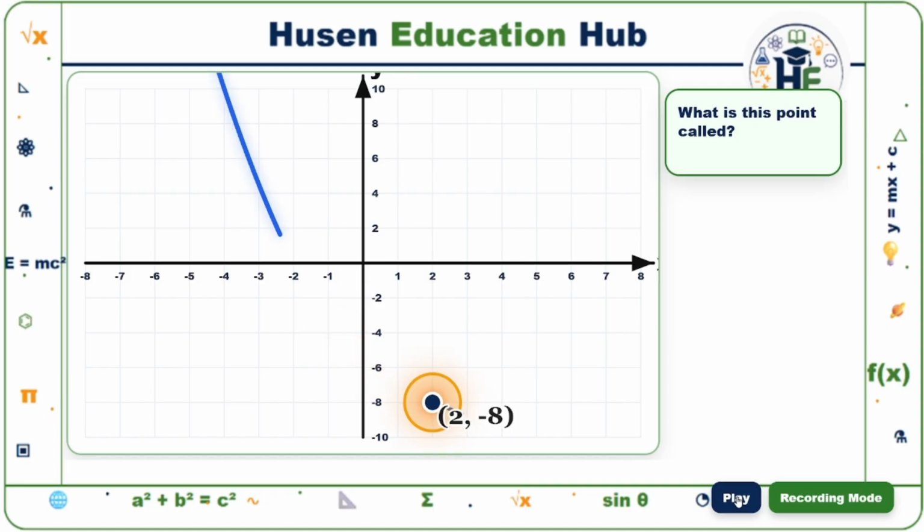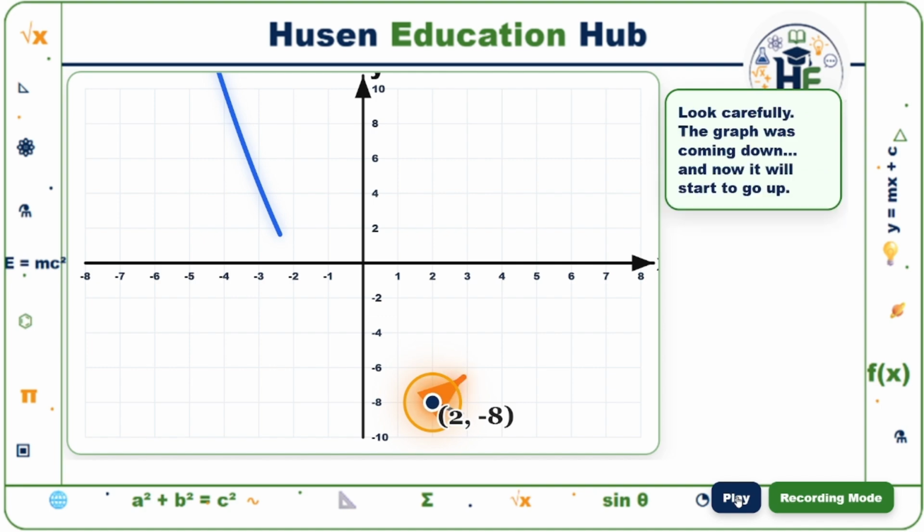What is this point called? Yes, this point is called the vertex. The vertex is the turning point of a parabola. At the vertex, the graph changes direction. Look carefully. The graph was coming down, and now it will start to go up. Now it starts to go up, up, and further up.